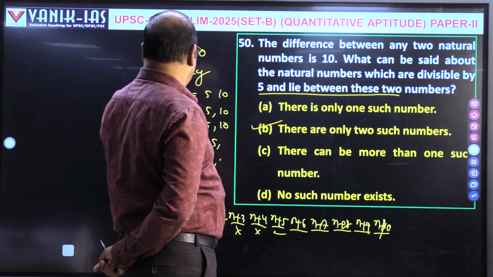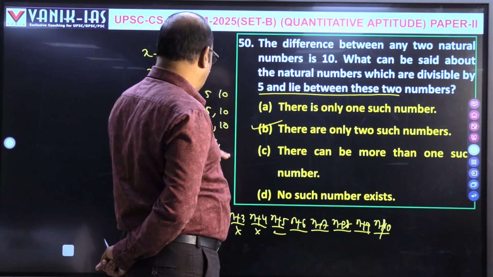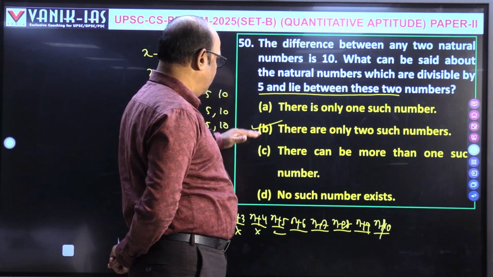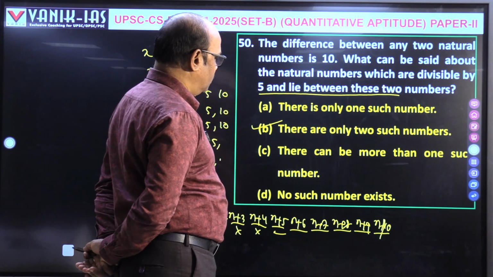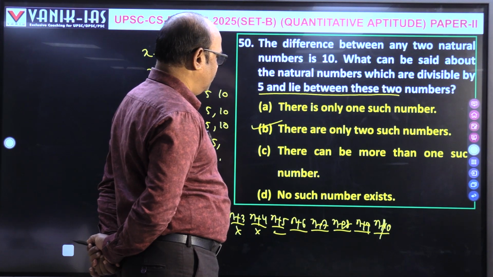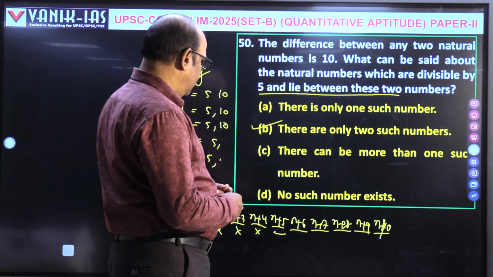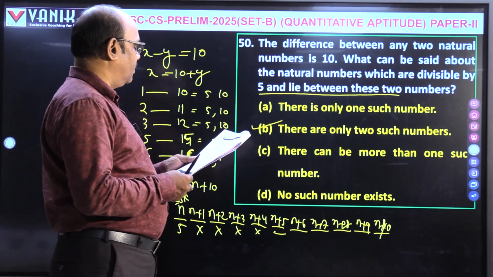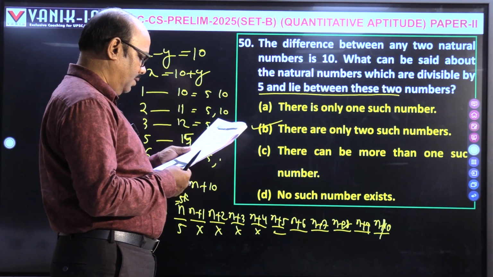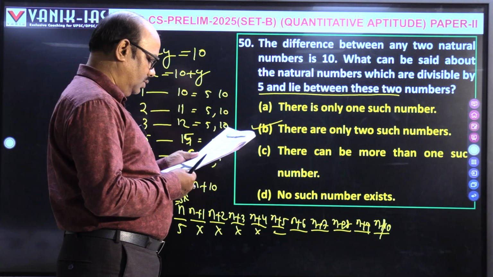Sometimes 2 numbers are coming, 5 and 10, and 5 and 10. 2 numbers are coming, so sometimes 3 numbers are coming. So there are only 2 such numbers. Most appropriate is 2 such numbers. These are confusing statements. There is only one such number. There are only 2 such numbers.